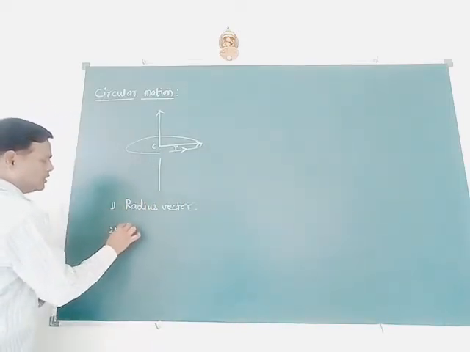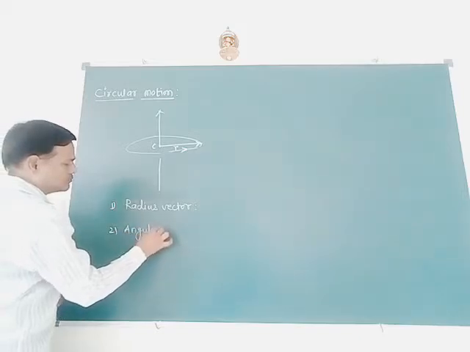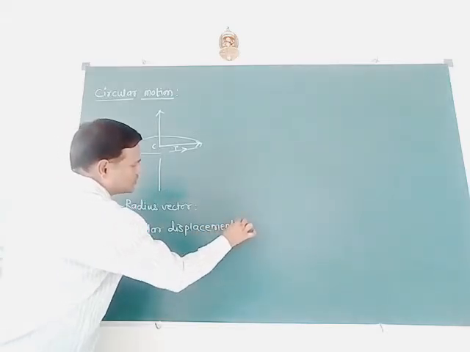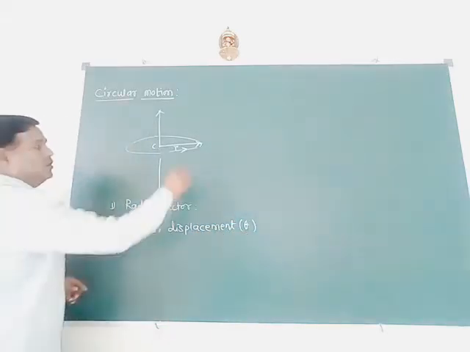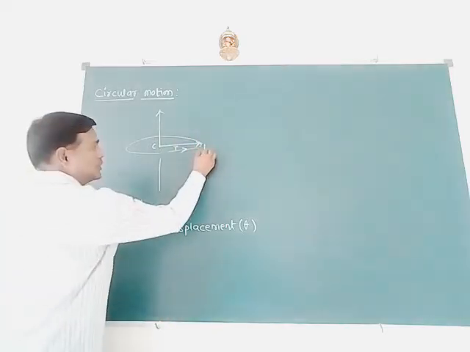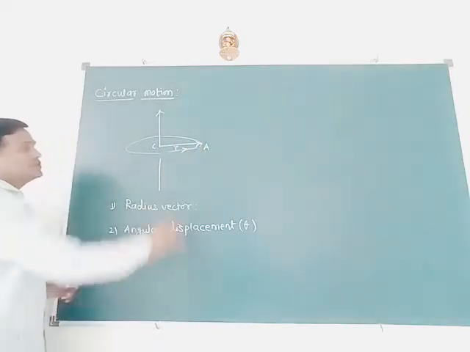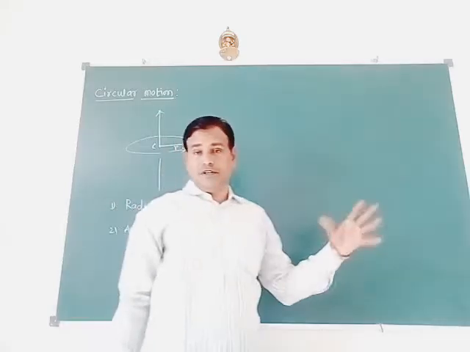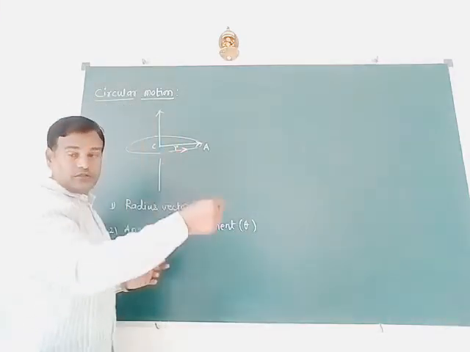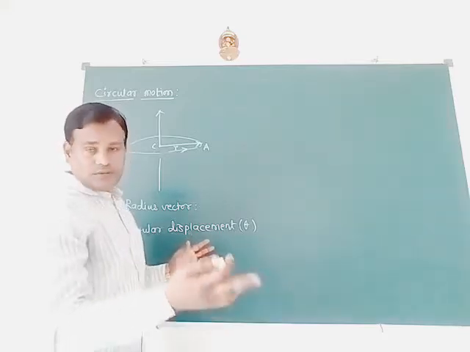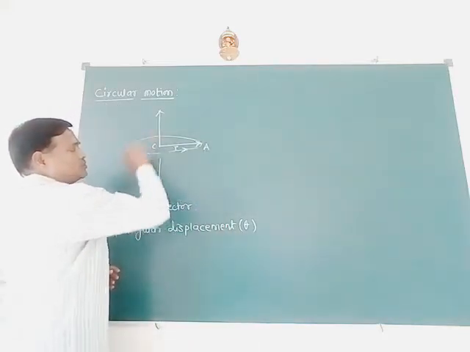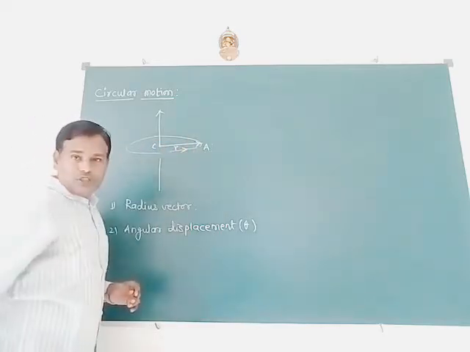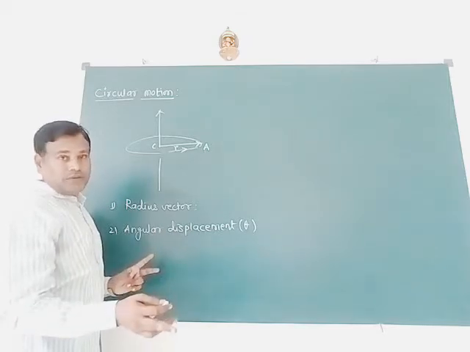Number 2, angular displacement. It is represented by theta. Consider this is the position of the particle, suppose A. This radius vector is also called the position vector. We have seen the definition of different vectors in the vector chapter. A position vector is a vector which represents the point of position of a particle. So while performing circular motion, if the particle is at position A, the vector drawn from the center to represent position A is called the position vector of point A.